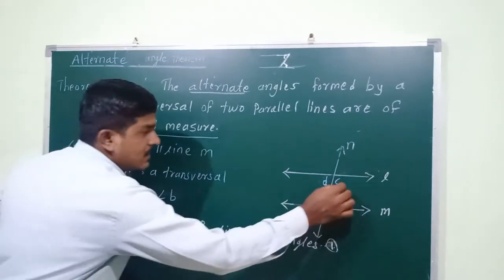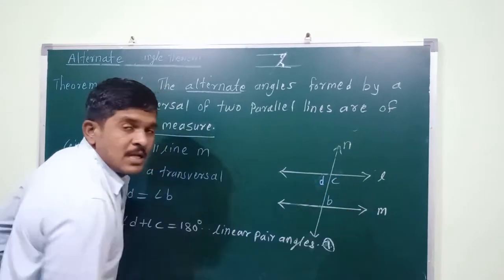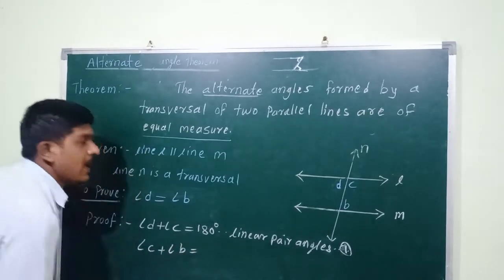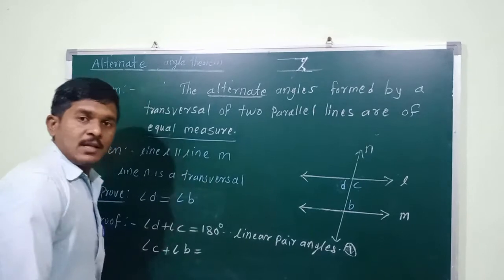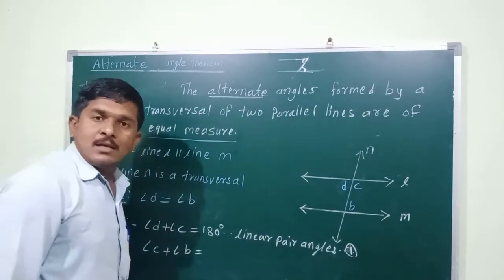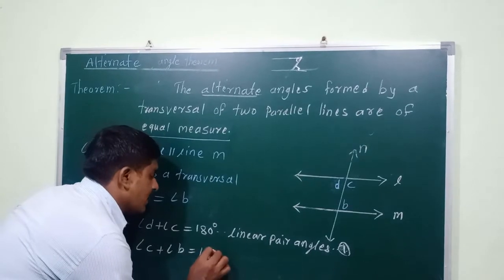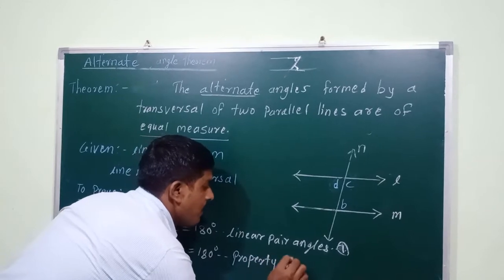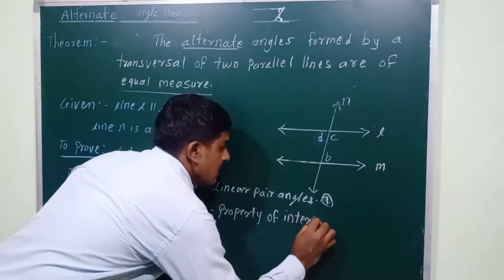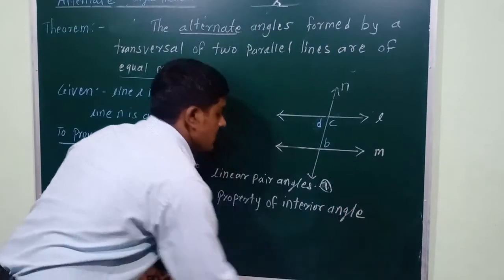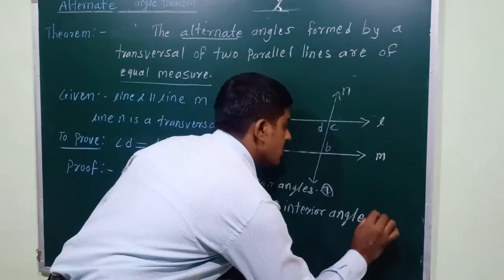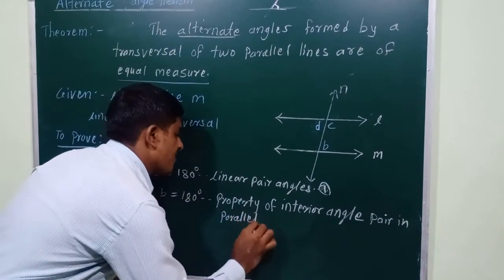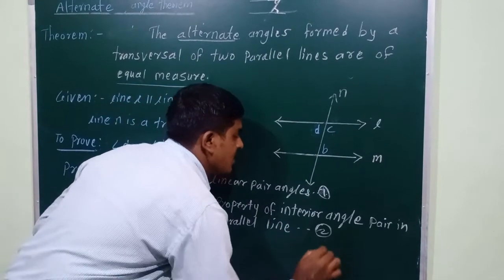Then angle C and B are interior angles. Angle C plus angle B is equal to 180 degrees because of the property of interior angles. What is the reason? Property of interior angle pair in parallel lines. This is the second statement.